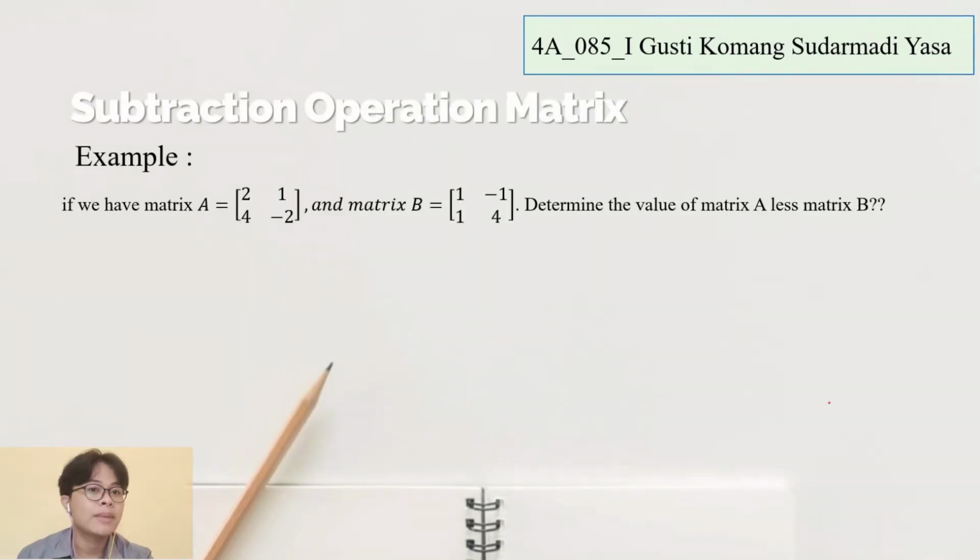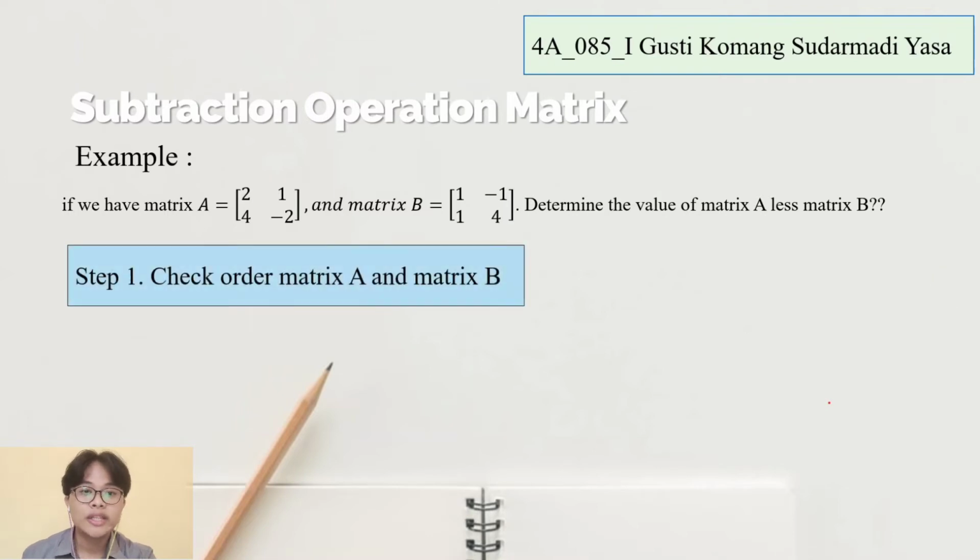Example of subtraction operation on matrices. If we have matrix A with elements 2, 1, 4, minus 2, and matrix B with elements 1, minus 1, 1, 4, determine the value of A less B. Okay, please pause the video and answer the question. If you have got the answer, then continue this video to correct your answer.